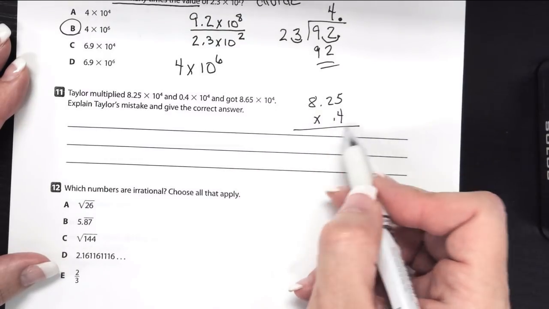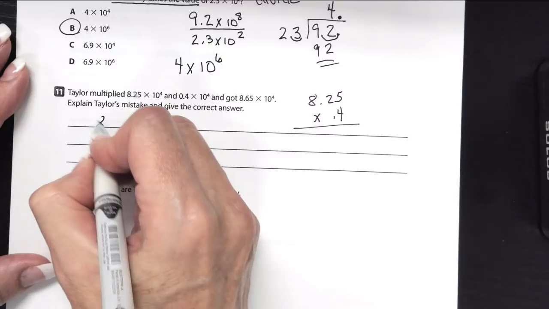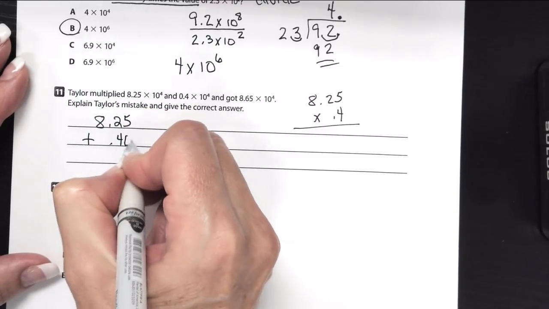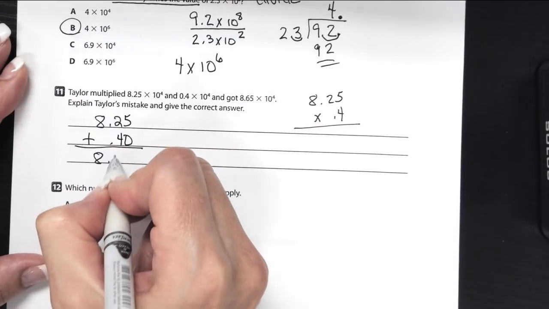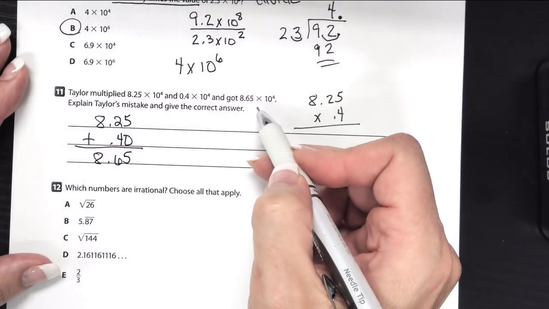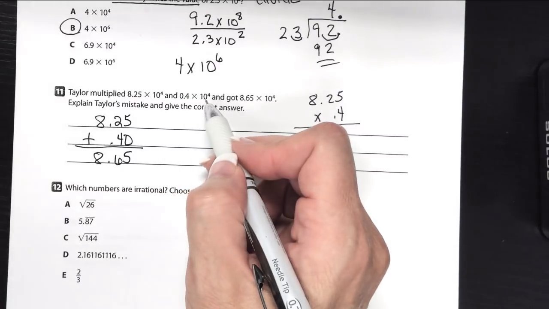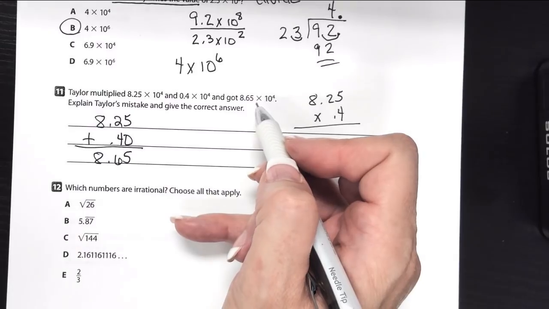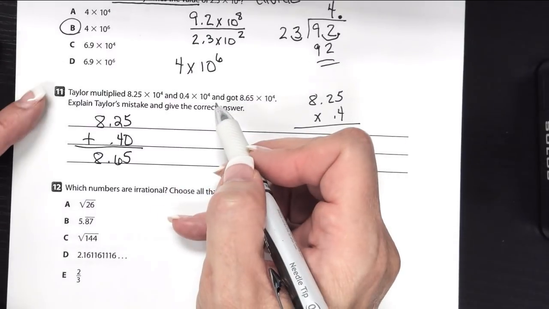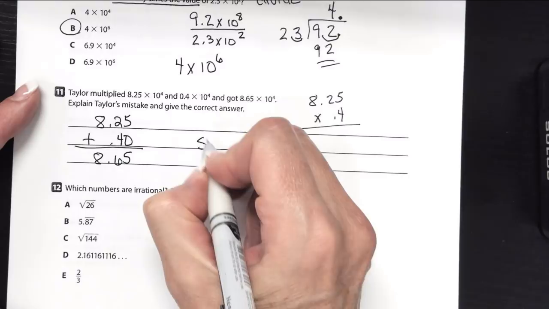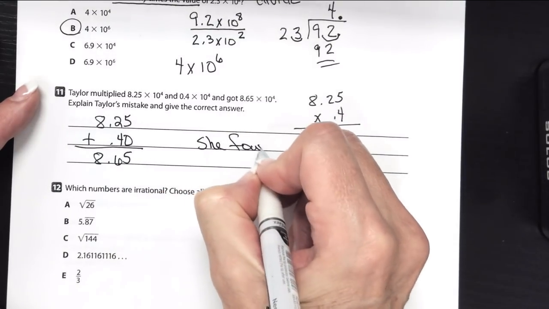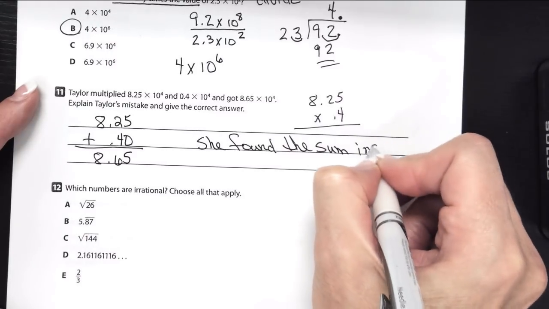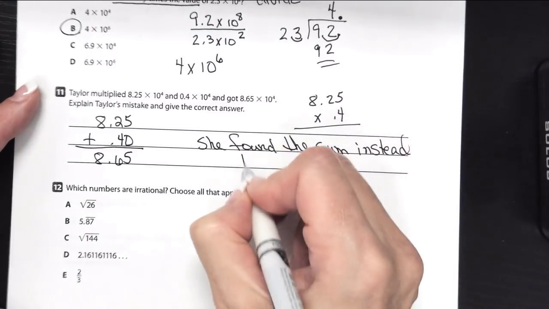But if you look at these numbers, what Taylor really did was she added. If you line up decimals, you'll get that 8.65 that Taylor got. But then she also kept her exponent, which if I was doing a sum, I would. But when multiplying, we add the exponent. So she found the sum instead of the product.